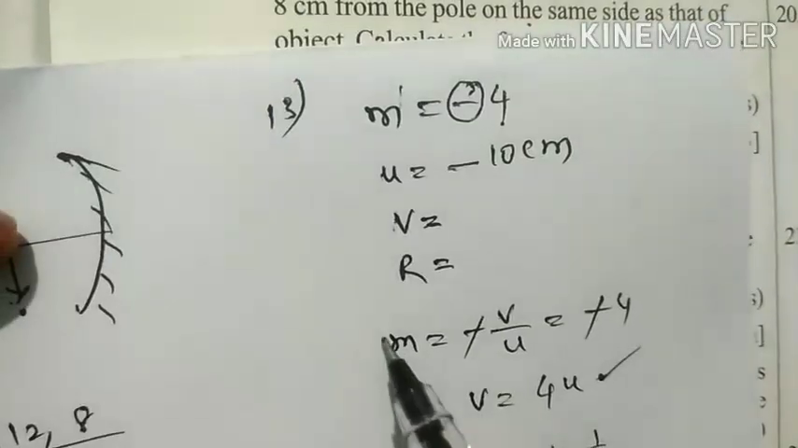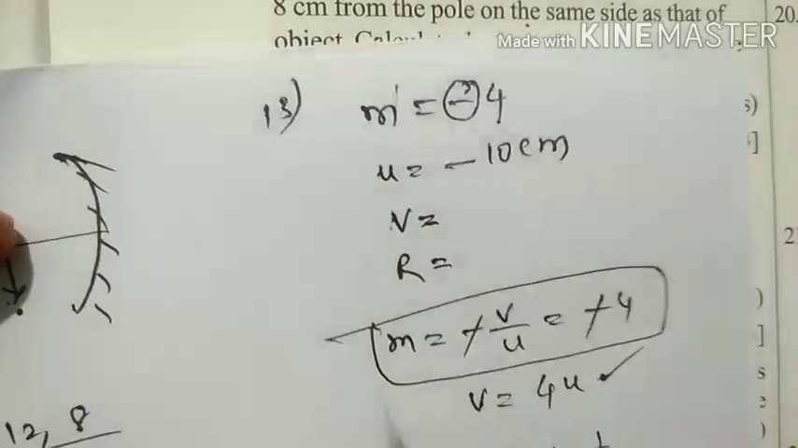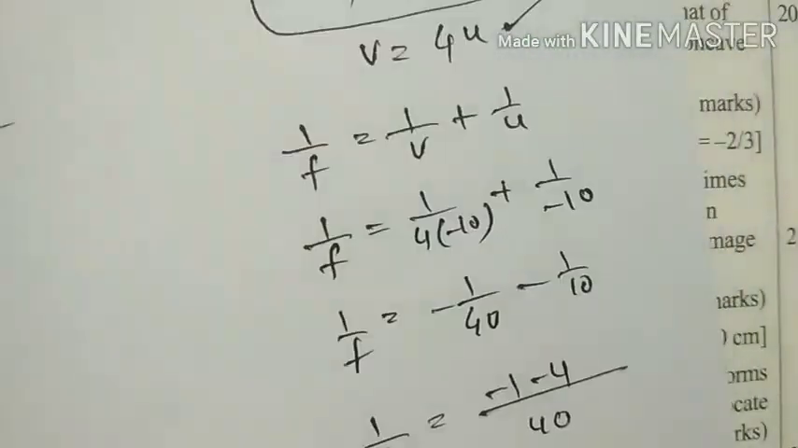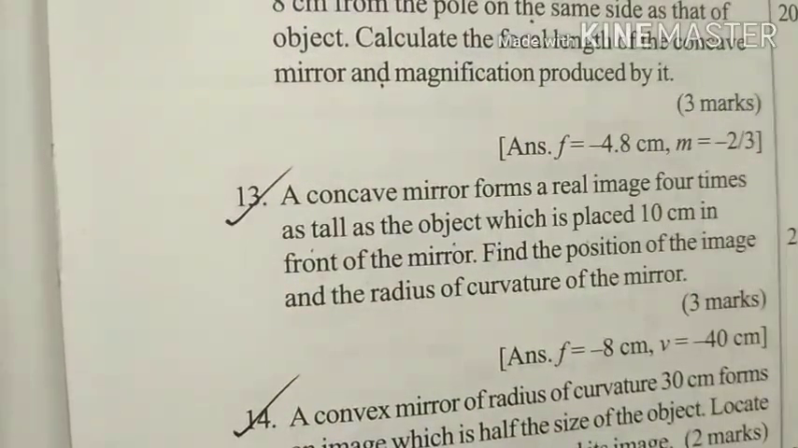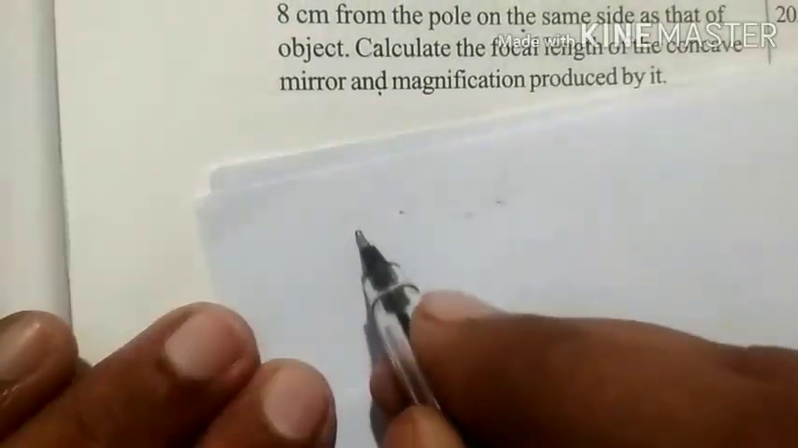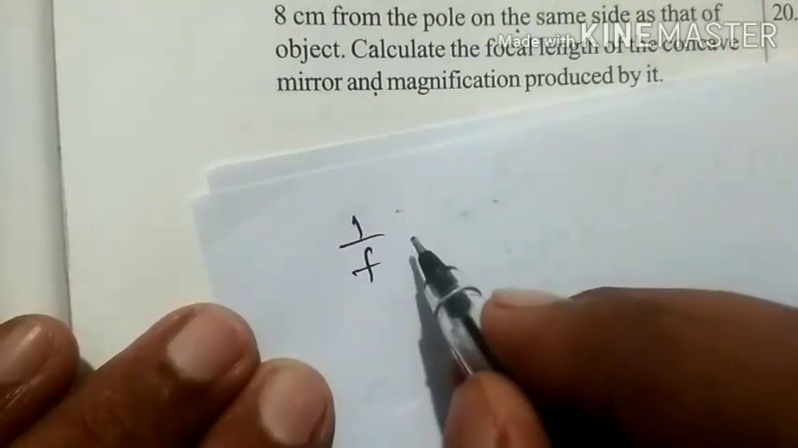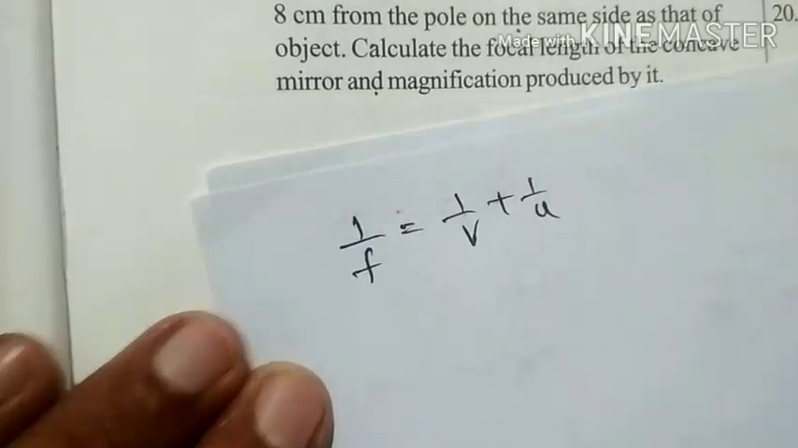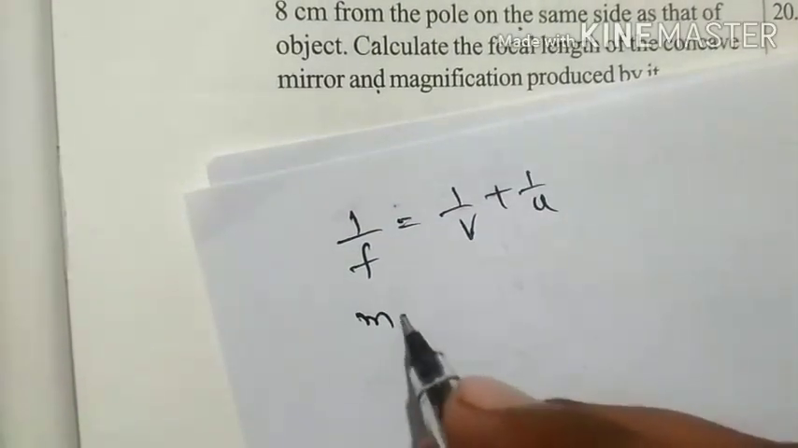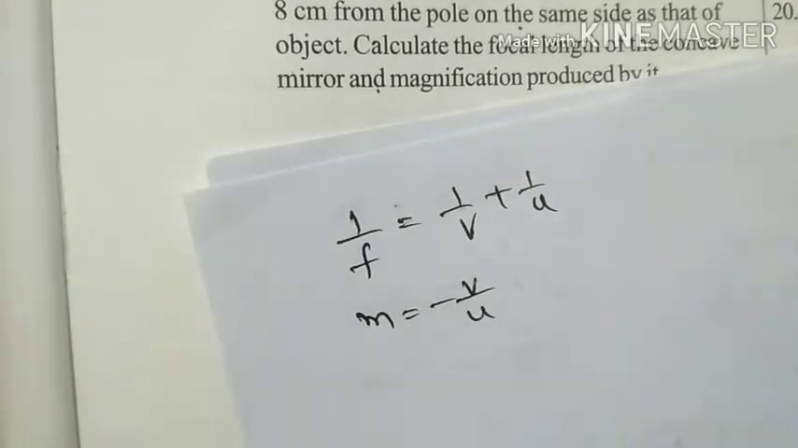So the logic here is you have to start with this one. Whenever we are reading a problem, you have some options. I will explain how to think like this. You have the formulas, the methods of considering the problems: 1 by f equal to 1 by v plus 1 by u. Similarly, m is equal to minus v by u.